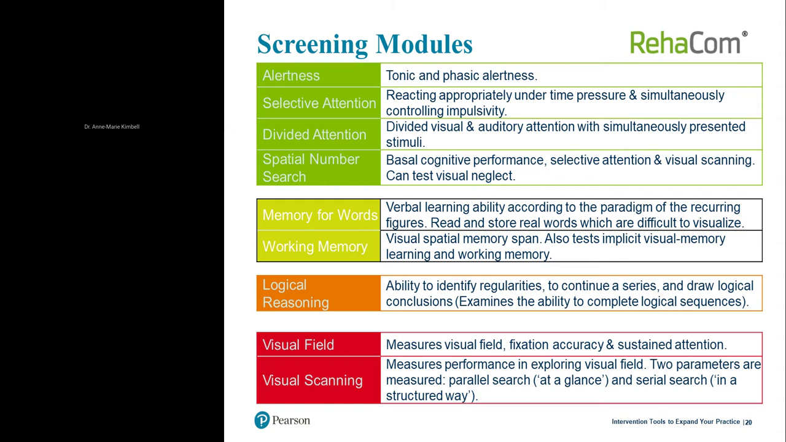They're supposed to assist the therapist to find the right therapy modules. So they will suggest the therapy modules. They can detect which cognitive deficit the patient may have and the degree of severity, and then recommend therapy modules most suitable for treating the client-specific cognitive deficits. So: alertness, selective attention, divided attention, spatial number search, memory for words, working memory, logical reasoning, visual field, and visual scanning.